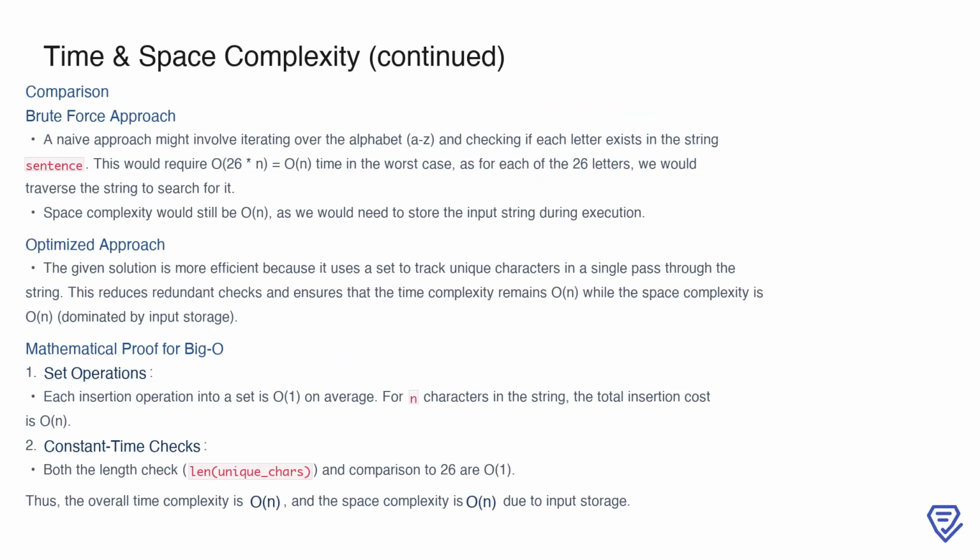Let's compare this approach to a more naive solution. A brute force method might involve iterating over each letter of the alphabet and checking if it exists in the string sentence. This would require traversing the string 26 times, resulting in a time complexity of O(26*n), which simplifies to O(n). The space complexity would remain O(n), as the input string still needs to be stored. By contrast, the optimized approach uses a set to record unique characters in a single pass through the string. This eliminates redundant checks and ensures the time complexity is O(n).